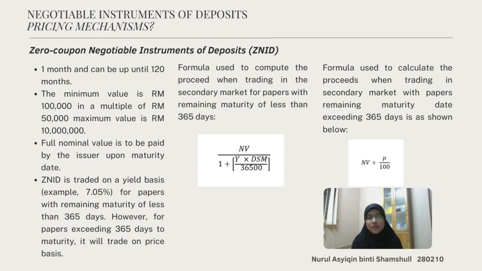However, the formula used to calculate the deposit when trading in the secondary market for papers with remaining maturity exceeding 365 days is as shown below, where NB is the nominal value and P is the price.